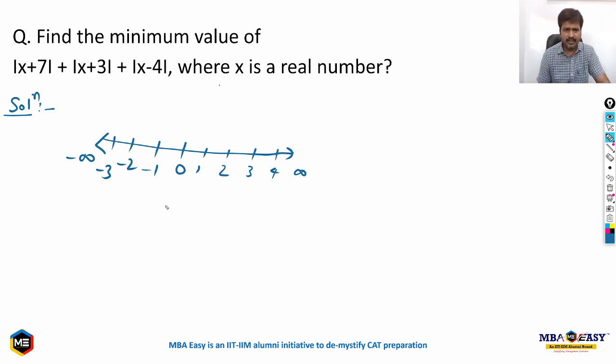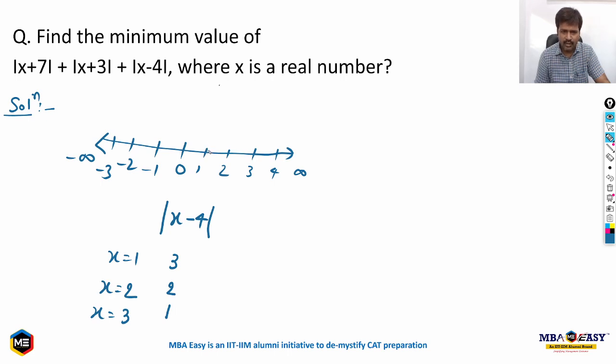Now let us talk about x minus 4. Let's say x is equal to 1. If x is equal to 1, the value will be 1 minus 4, which is minus 3. Minus 3's mod will be 3. If x is equal to 2, the value will be 2 minus 4, minus 2. Minus 2's mod will be 2. If x is equal to 3, 3 minus 4 is minus 1. Minus 1's mod will be 1.